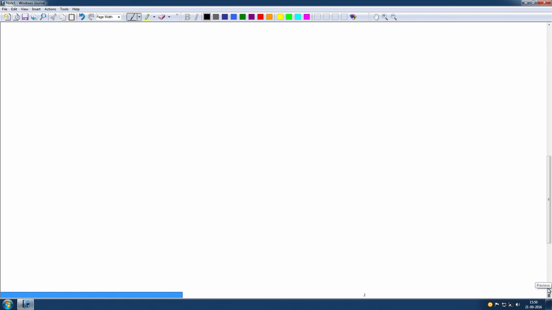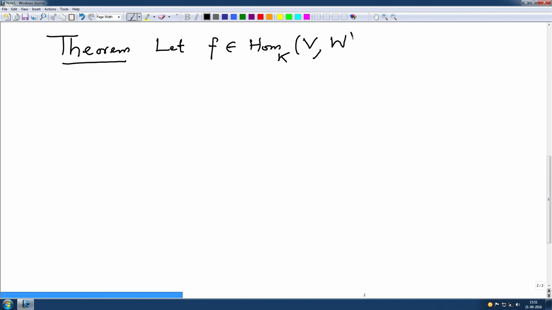Okay, so in this lecture I will continue. Just one theorem I want to prove is the following. This is the main interest of this few minutes discussion. This is the theorem. Let F belong to Hom_K(V, W). It is a linear map from V to W. It is not always necessary to assume V and W finite dimensional, but let us assume V, W are finite dimensional.